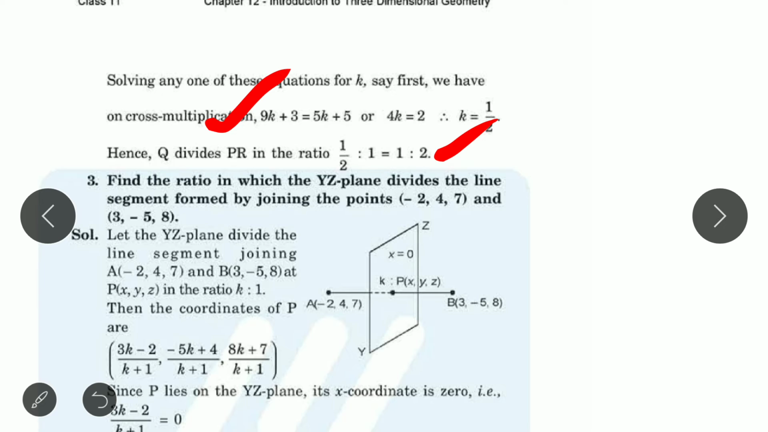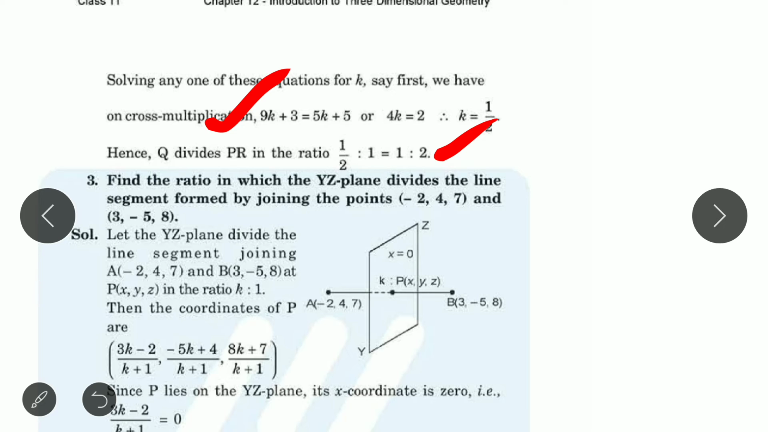Next, question number 3. Find the ratio in which the YZ plane divides. Here you're asked to find a ratio, so we are going to consider the ratio to be k:1. But one important point, we are talking about the YZ plane here. The YZ plane is dividing the line segment formed by joining 2 points. Now, what is the equation of the YZ plane?